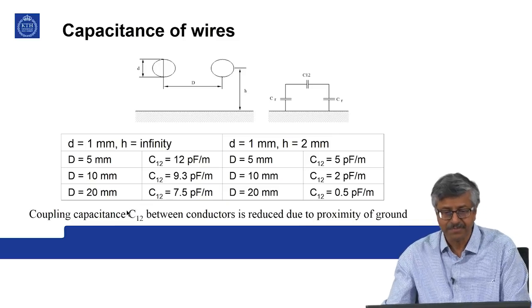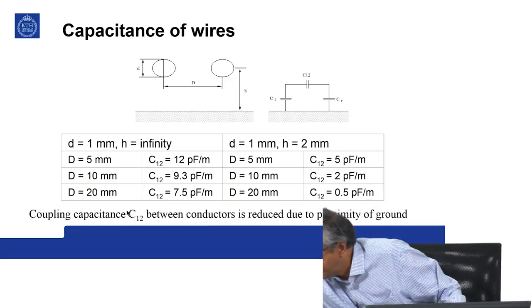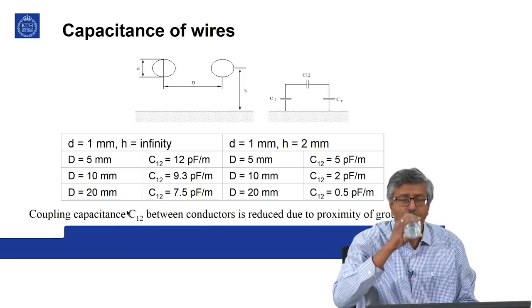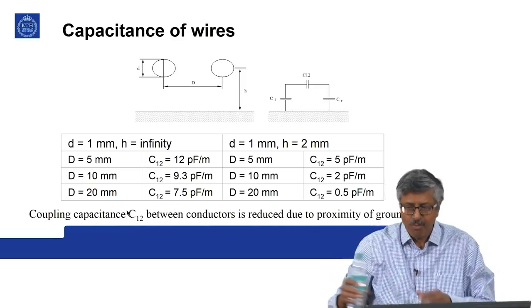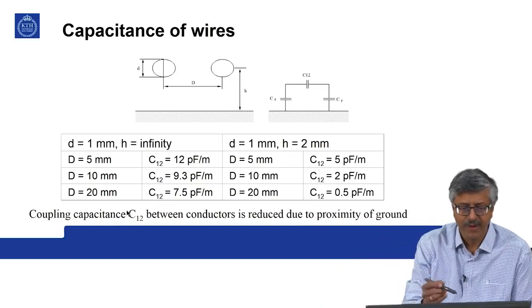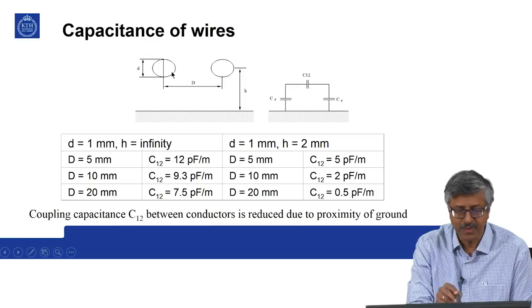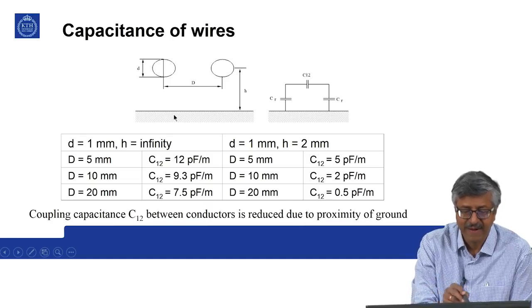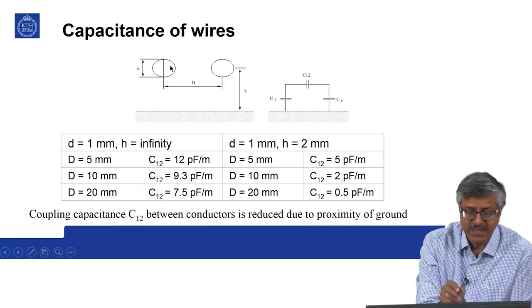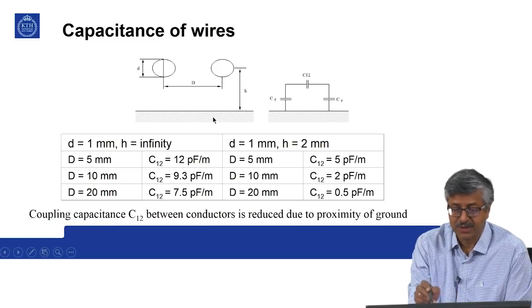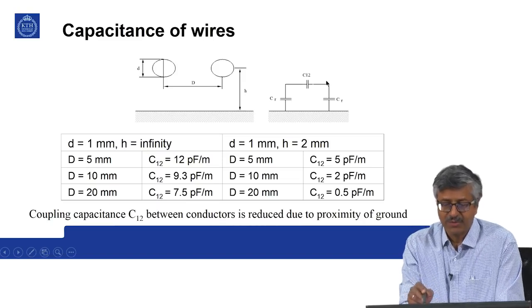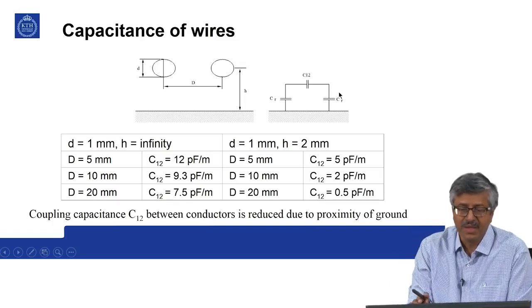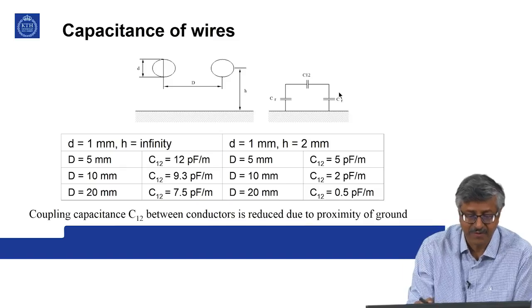Now, capacitance of wires. You have two parallel conductors, separation distance capital D, cross section small d, and height h. Now, you have a capacitance. If they are carrying voltages, you have a capacitance between these two conductors, and a capacitance between each conductor and the ground. So, that circuit is shown here. C12 is the mutual capacitance, Cr is the reference capacitance or capacitance to reference.